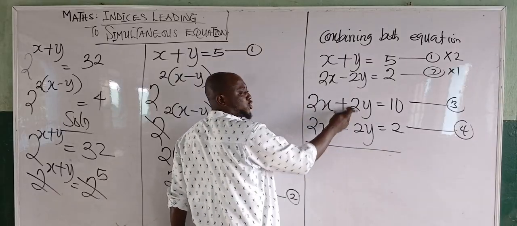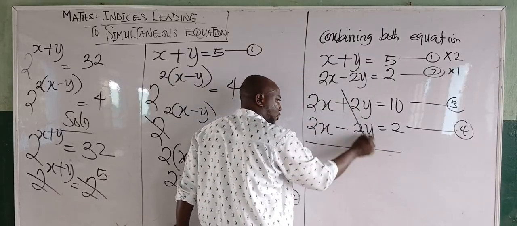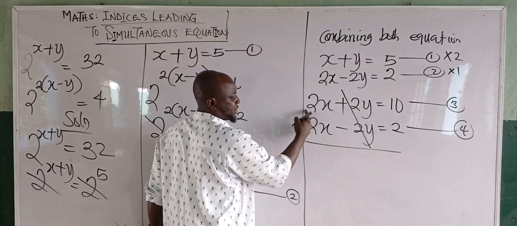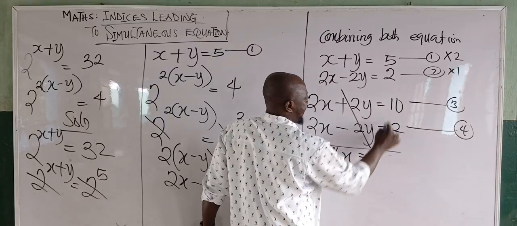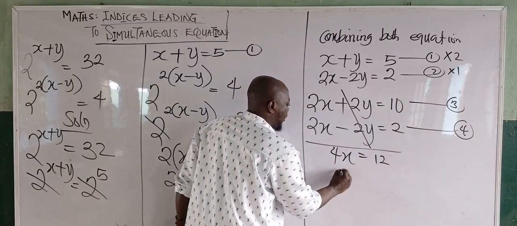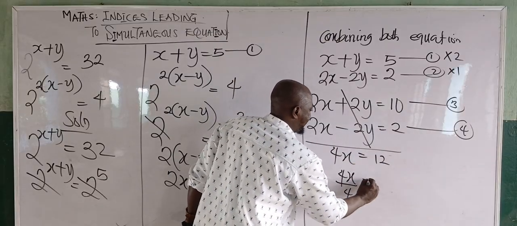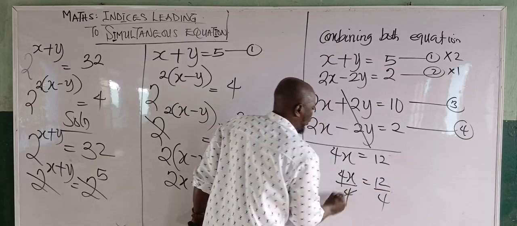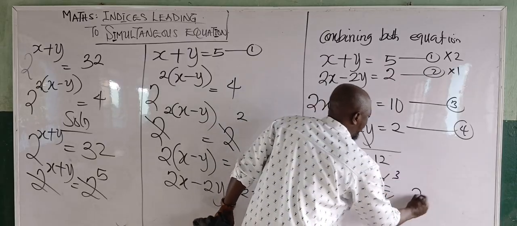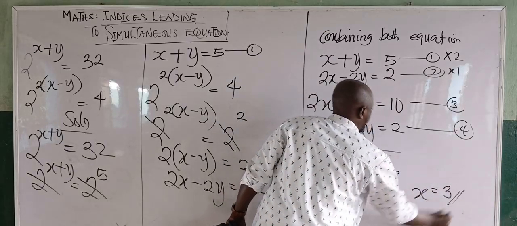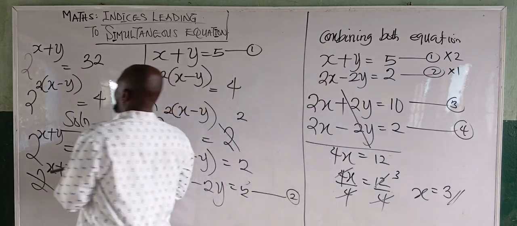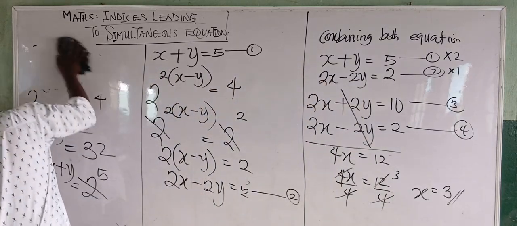Since we have plus 2y minus 2y, this will actually give you 0. We don't need the 0. This is what we need. This is plus. So here is 4x here. Here will give me 12. I'm looking for x. Divide both sides by 4. This cancels this. So x becomes 3. From this part, what do I know to do?